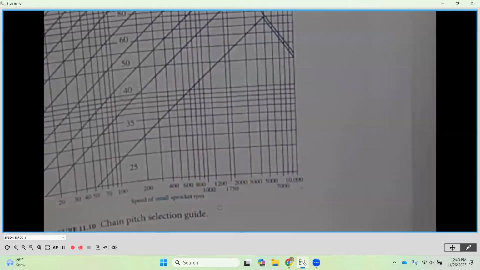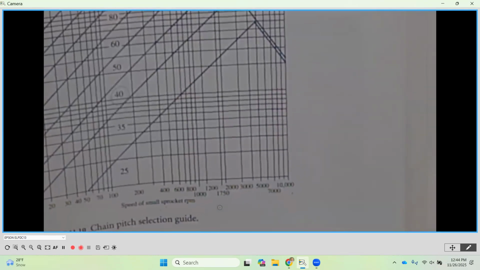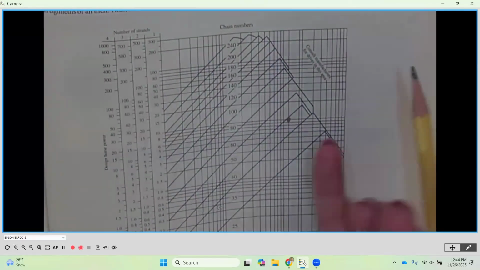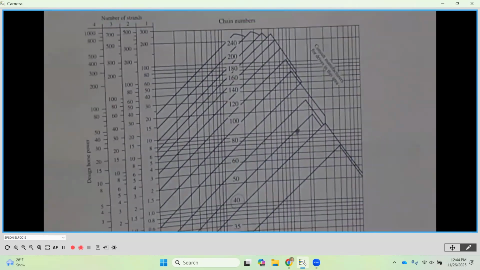Now, if your number doesn't fall exactly on this chart or it's not mentioned, what I would suggest is doing an estimate if it's between lines, or just going up to the next line, just to be conservative. The further to the right that you go, the bigger the number. Then on the vertical axis, which is what they call the design horsepower, we were just given horsepower, which was 10. So we're going to go up to the line where there's 10.